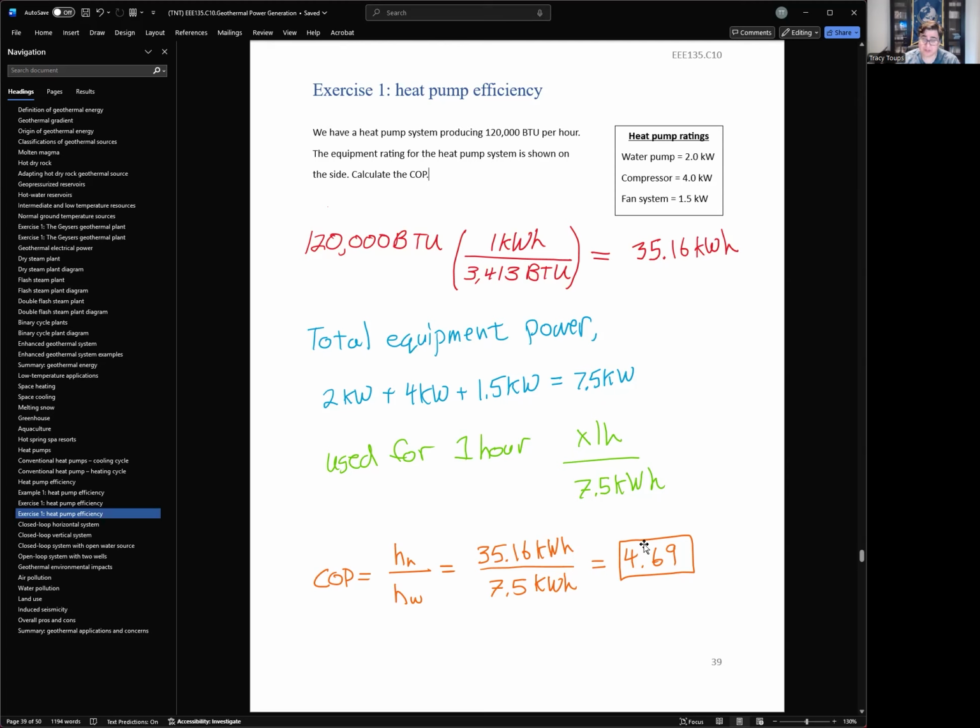This is really good because that means we almost quadrupled our energy by using a heat pump versus just using resistors to heat our homes. So heat pumps, if you get this high, are definitely really good. Install them, save a decent amount of money on your electricity bill every month.